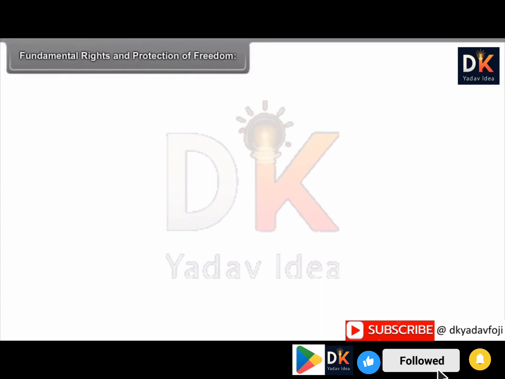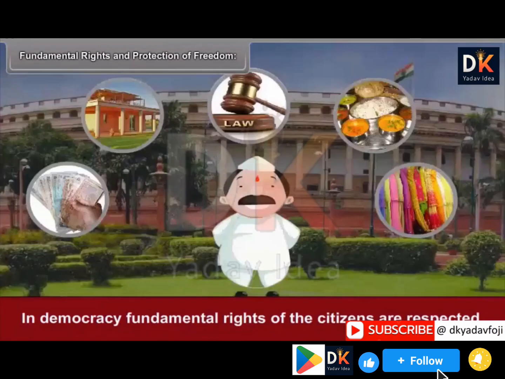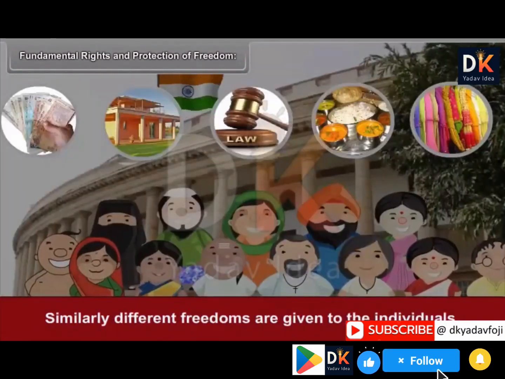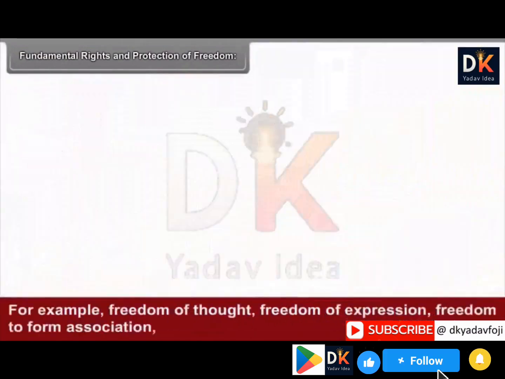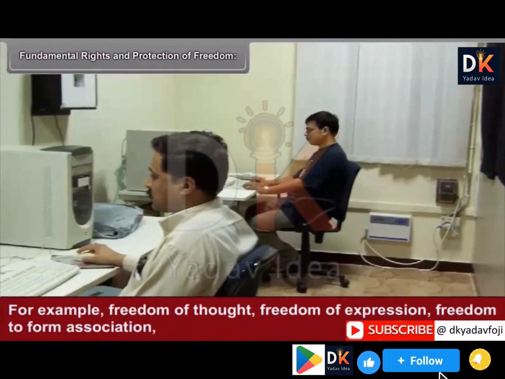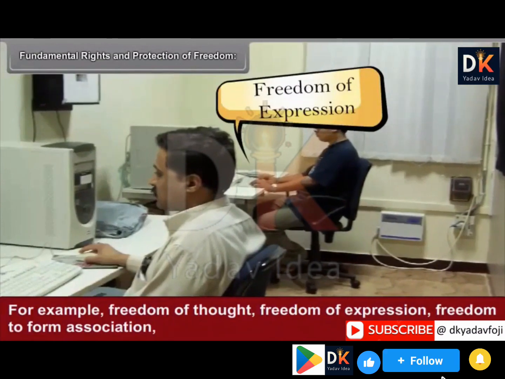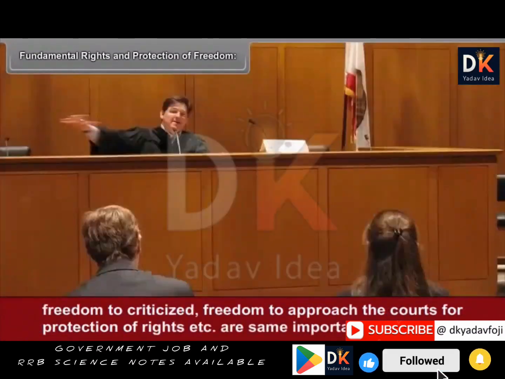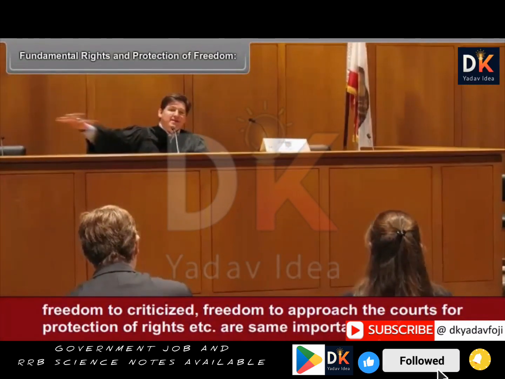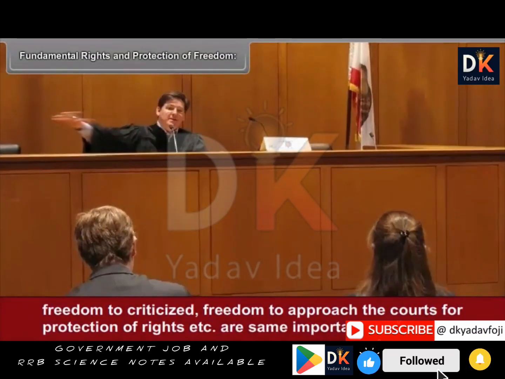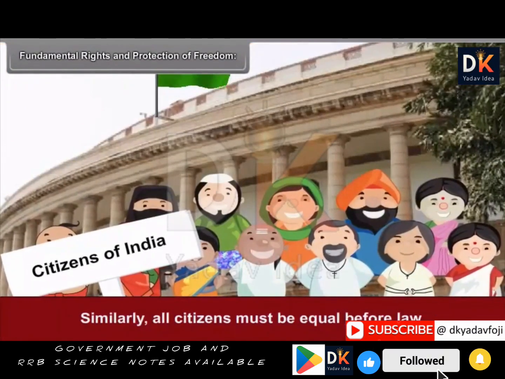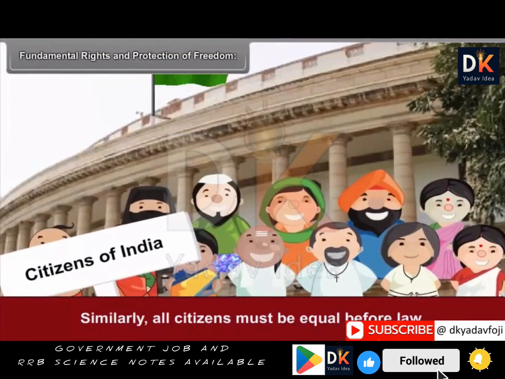Fourth, fundamental rights and protection of freedom. In democracy, fundamental rights of the citizens are respected. Similarly, different freedoms are given to individuals. For example, freedom of thought, freedom of expression, freedom to form associations, freedom to criticize, freedom to approach the courts for protection of rights, etc. are some important rights. Similarly, all citizens must be equal before law.